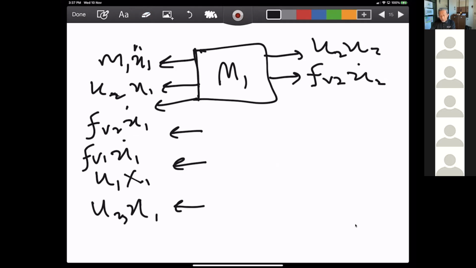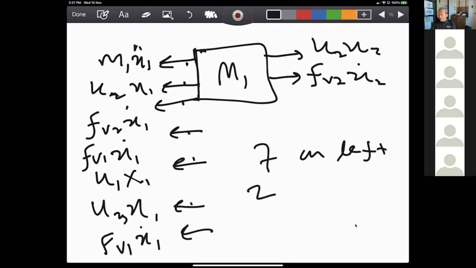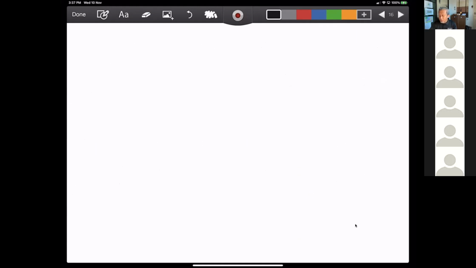FV3 is the frictions under M1. So another frictions, FV1 plus X1 dot. So you have 1, 2, 3, 4, 5, 6, 7 on the left and 2 on the right. So you create the equations.